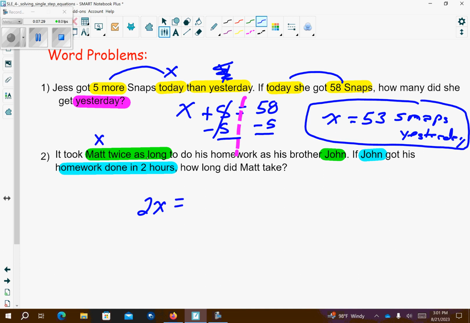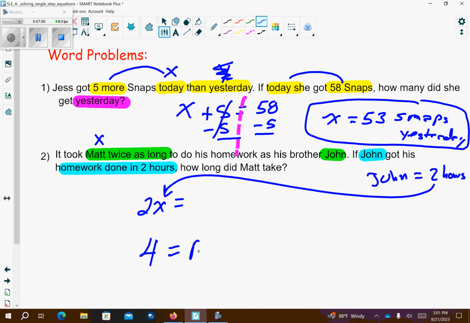Okay, so Matt took twice as long. Matt took twice as long to do his homework as his brother John. If John got his homework done in 2 hours, so John equals 2 hours. So if Matt took twice as long, just take that 2 and plug it in here. So it took Matt 4 hours to do homework.